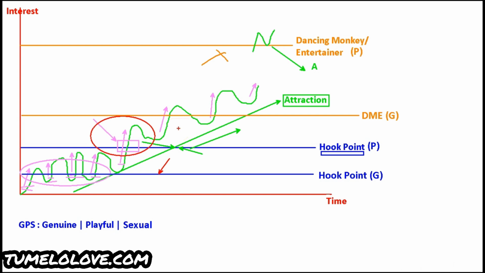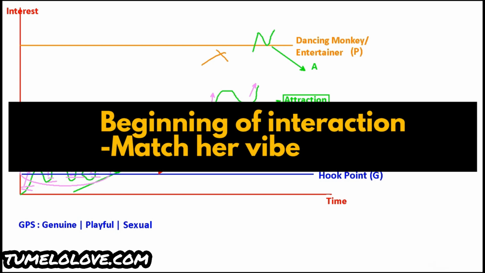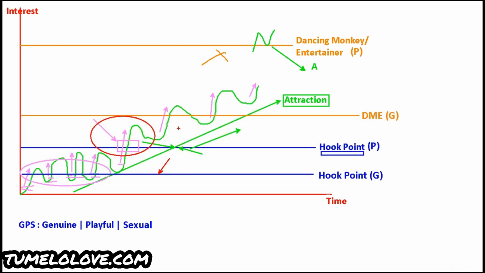This is why correctly recognizing the girl's vibe is super important, because as a surgical player, what you want to do is match her vibe initially in the interaction, whatever vibe she is in. Once you match her vibe, then you can slowly change it to the vibe that you want to get her in. This is what we teach our guys: you match the vibe that she's in, and once you match it, you can slowly take the vibe of the interaction as a whole to the vibe that you want to take it to.